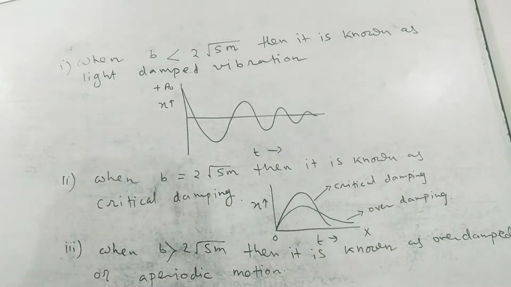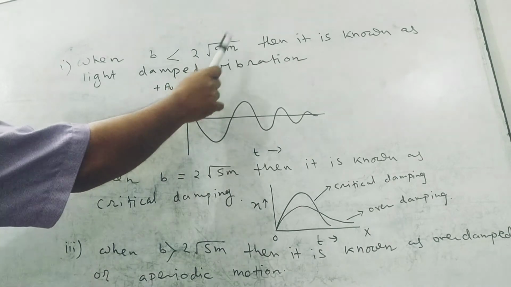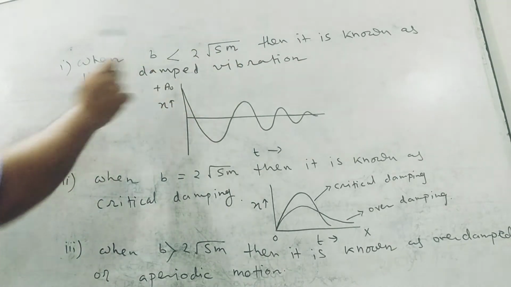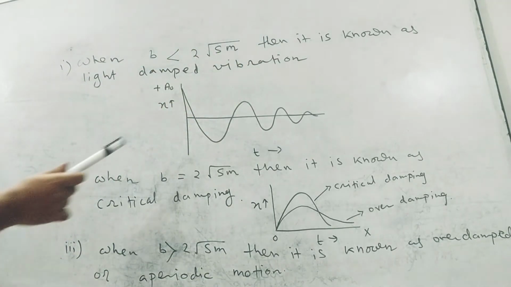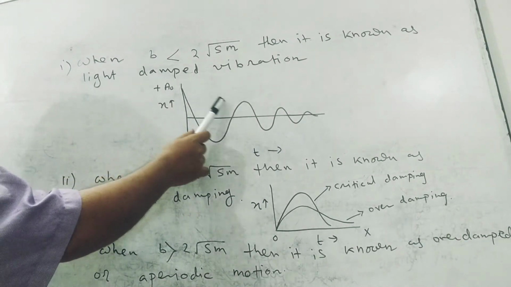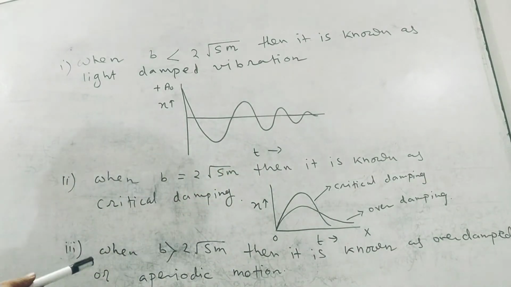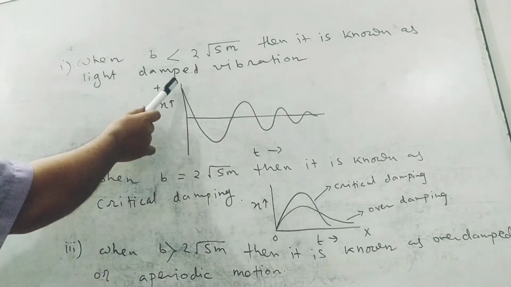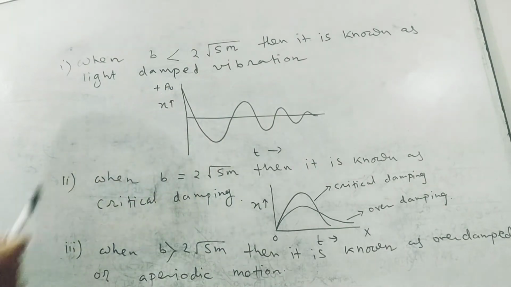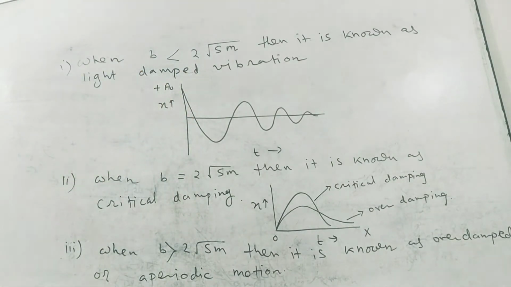When the value of b is less than 2 root over of sm, then it is known as light damped vibration. In this case, the amplitude of the body decreases with exponential factor with time. That is, amplitude decreases exponentially with time. This is known as light damped vibration. In this case, the damping force is very small.